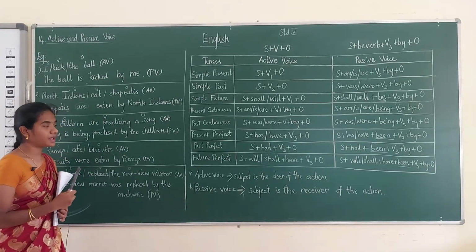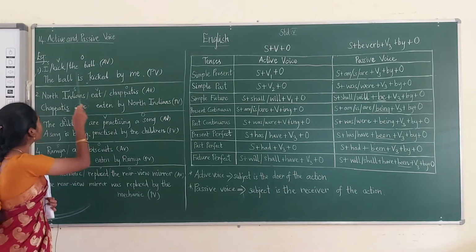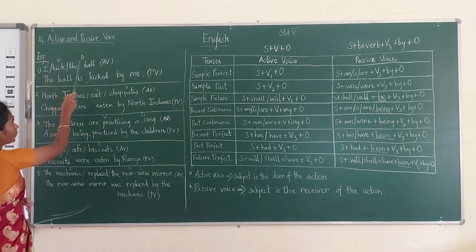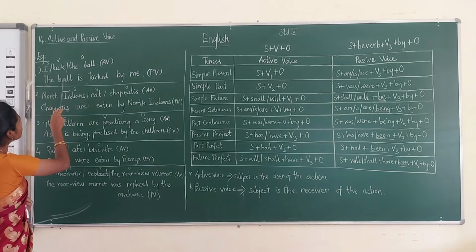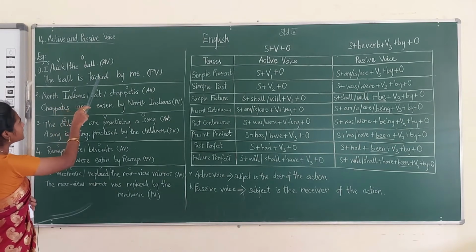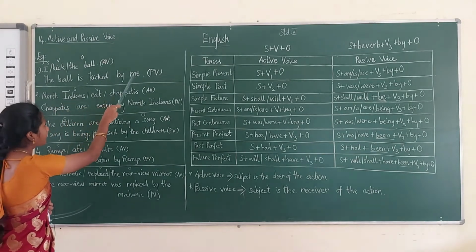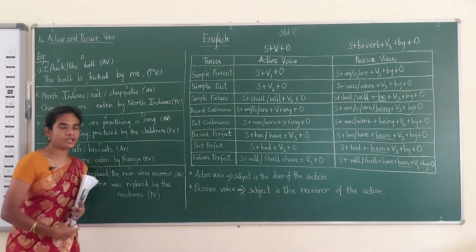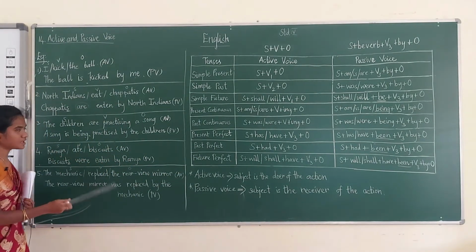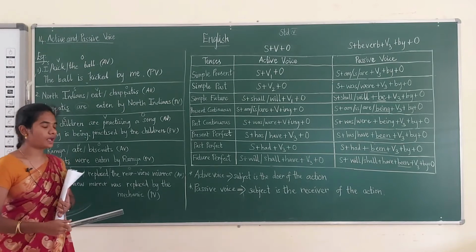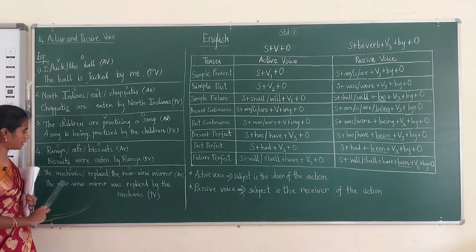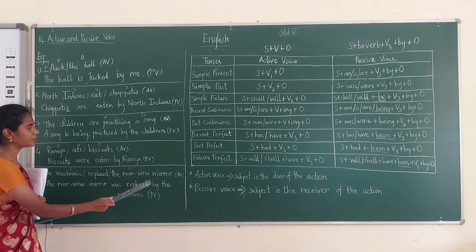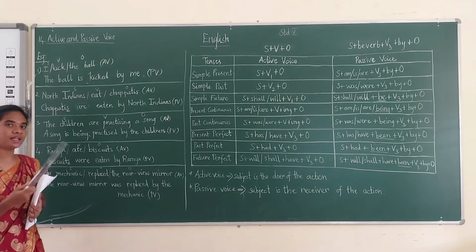Okay, students, now you can see the structure. Here I have written the active voice SVO. In passive voice the structure is the subject, be verb plus V3 plus by plus the object. So you can refer to this with this tabular column. Okay, so while changing active into passive, in your book they have given this example only. The mechanic replaced the rear view mirror. Okay, so this is the example they have given for you.